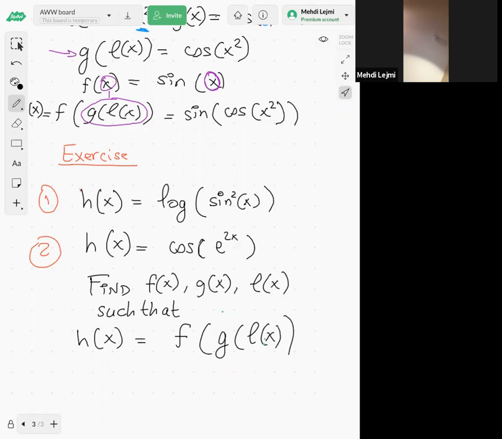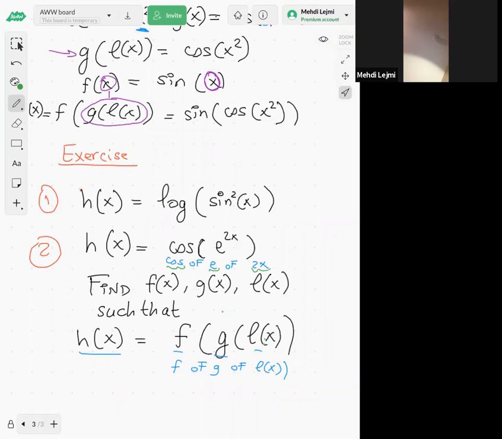So it's just about how you read your function h. For example, for number two, you want to write h as a composition of f with g and L. So this is f of g of L of x, right? So for number two, you have cosine of exponential of 2x. Then your cosine, that's your f, the exponential, that's your g, and the 2x would be your L.